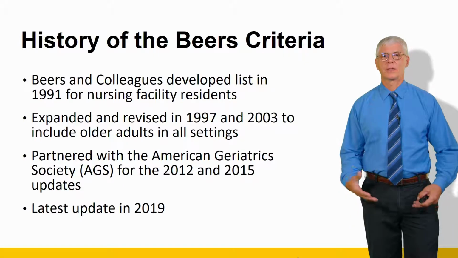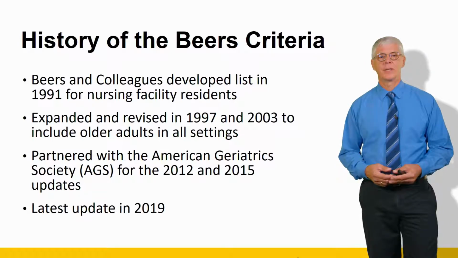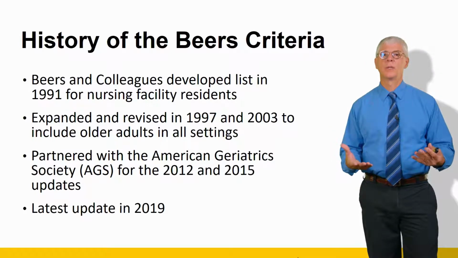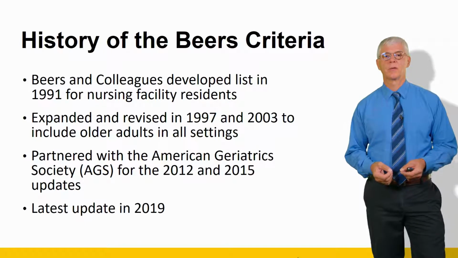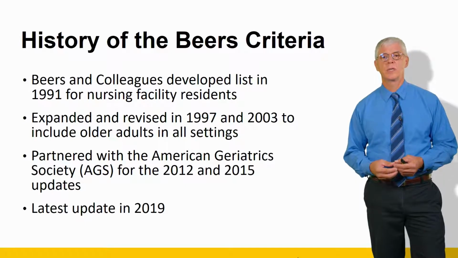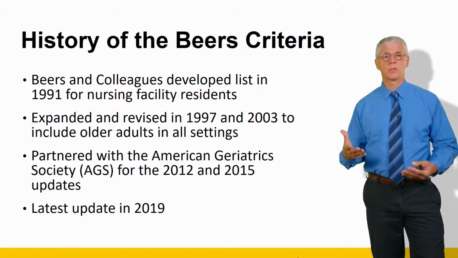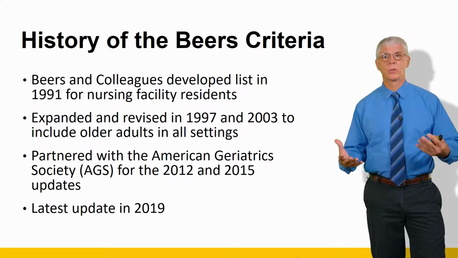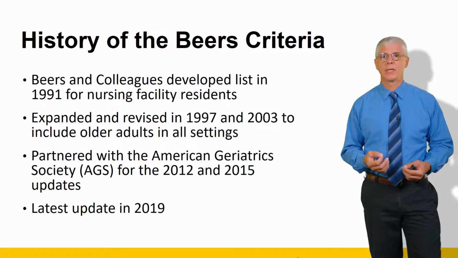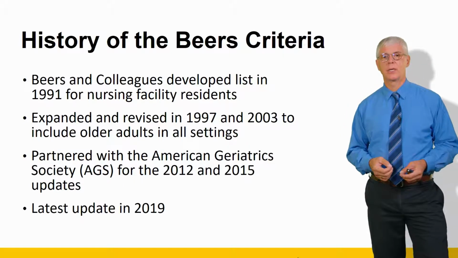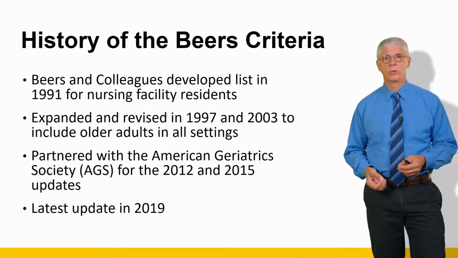So I want to talk a little bit about the history of the Beers criteria. The Beers criteria have been around for almost 3 decades now. And interestingly enough, it started as a very simple list. In 1991, Dr. Mark Beers just published a list of medications that we probably shouldn't be using in people that live in nursing homes. And it was a very interesting list. It was a list of medications, some of which were widely used, some of which weren't widely used. But it really caused people to look differently at medication use and these potentially inappropriate medications and what I call medication misadventures that can occur in older adults.